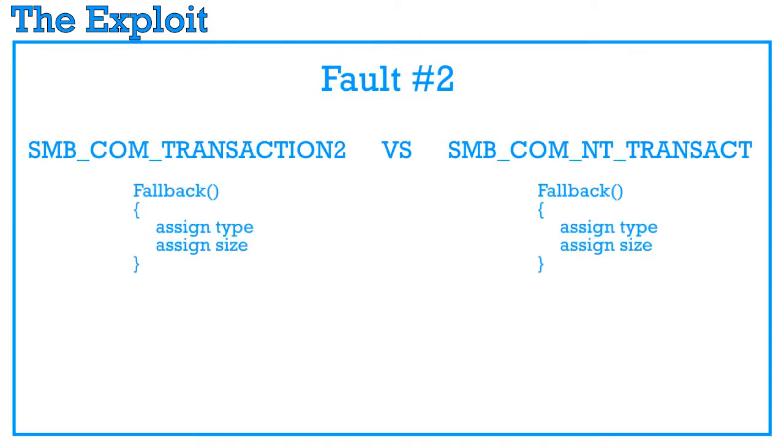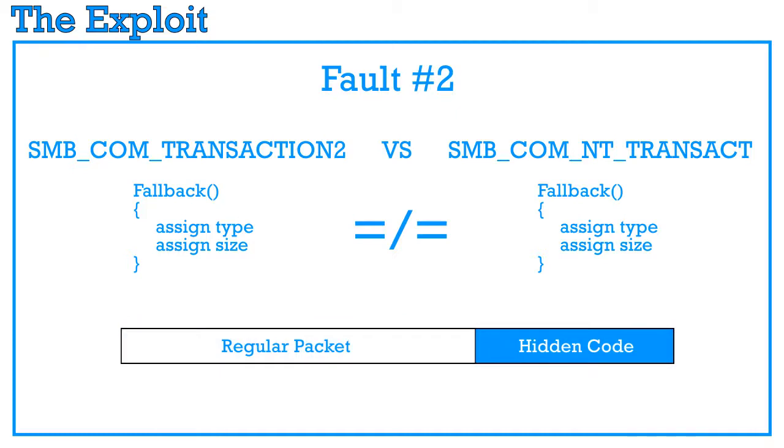Both of these have fallback commands when more data is needed, but they do not go about it in the same way. Both are able to run commands where it will assign the type and size of both packets, but this is based on the type of the last one received. Due to this, the packet will allocate more space than it actually needs, which allows for hiding of the code.